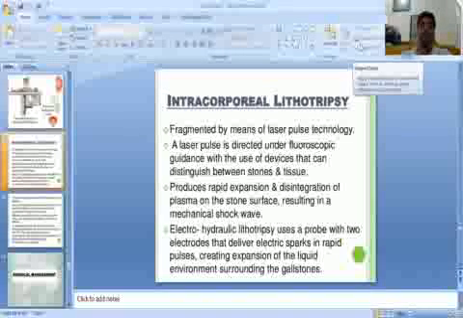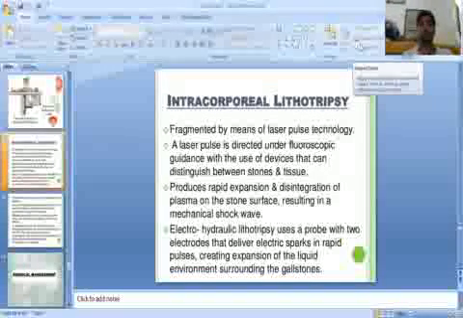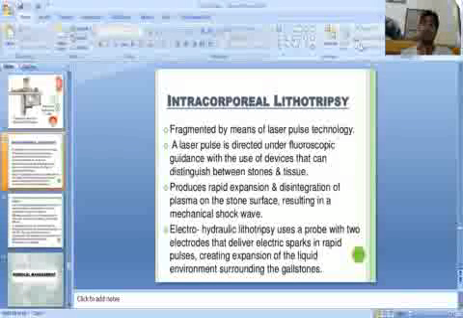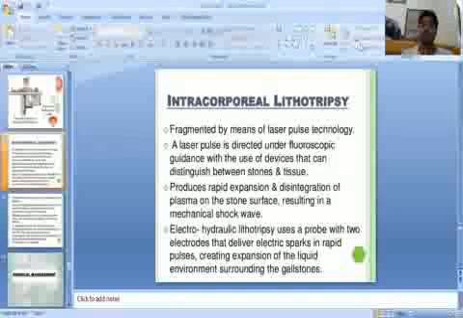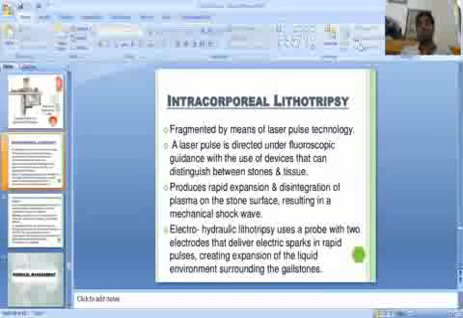In the previous class, we discussed some other parts of the treatment of cholelithiasis, including non-surgical removal of gallstones and ESWL also. In today's class, we will discuss the rest of the treatment of cholelithiasis. Let's begin with ICL, intracorporeal lithotripsy.